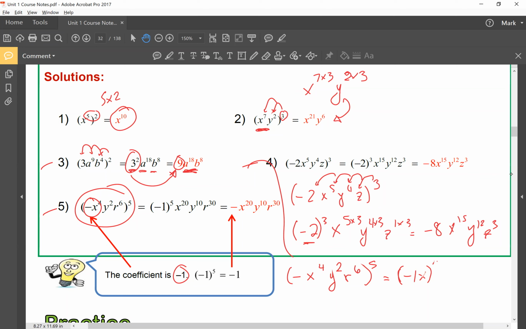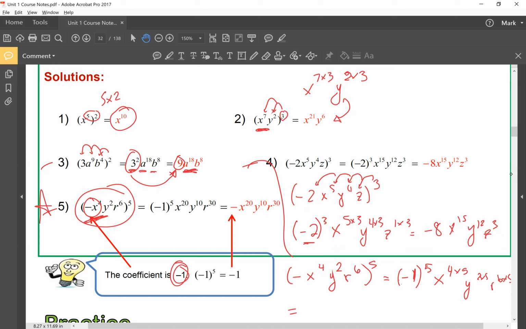Let me write this a little different. Make it a little easier on everybody. Okay, so -1, that's coming from here. It's -1 to the power of 5, x to the power of 4 times 5, y to the power of 2 times 5. This is a tricky one, by the way. And r to the power of 6 times 5.